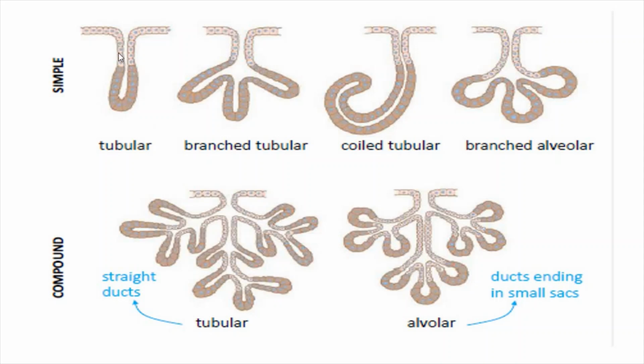This is a simple tubular gland. This is a branched tubular. This is a coiled tubular, and this is the branched alveoli. This is a compound tubular gland, and this is a compound alveolar gland. So it is very important for you to orient yourselves to this classification of glands.